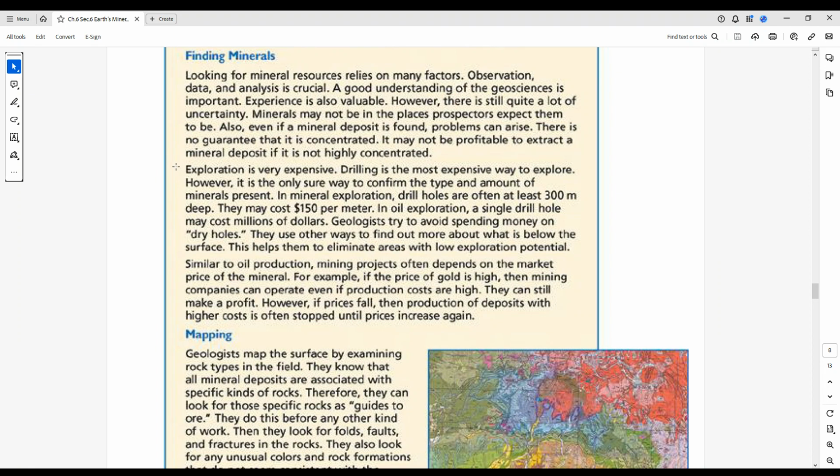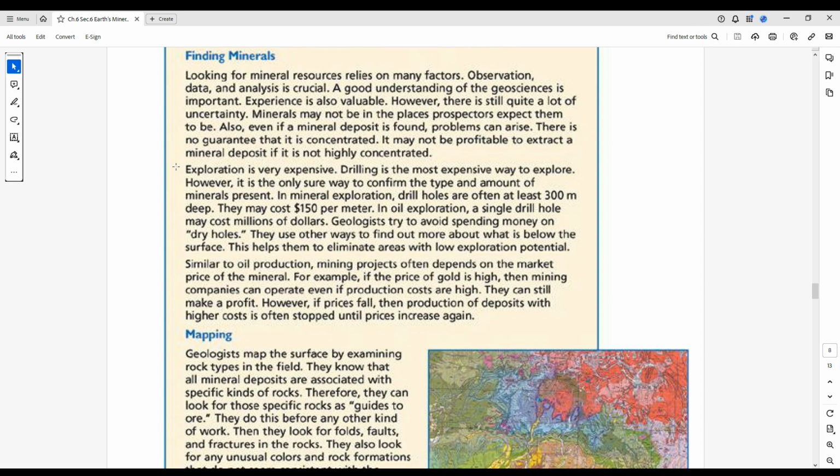Exploration is very expensive. Drilling is the most expensive way to explore. However, it is the only sure way to confirm the type and amount of minerals present. In mineral exploration, drill holes are often at least 300 meters deep. They may cost $150 per meter. In oil exploration, a single drill hole may cost millions of dollars.